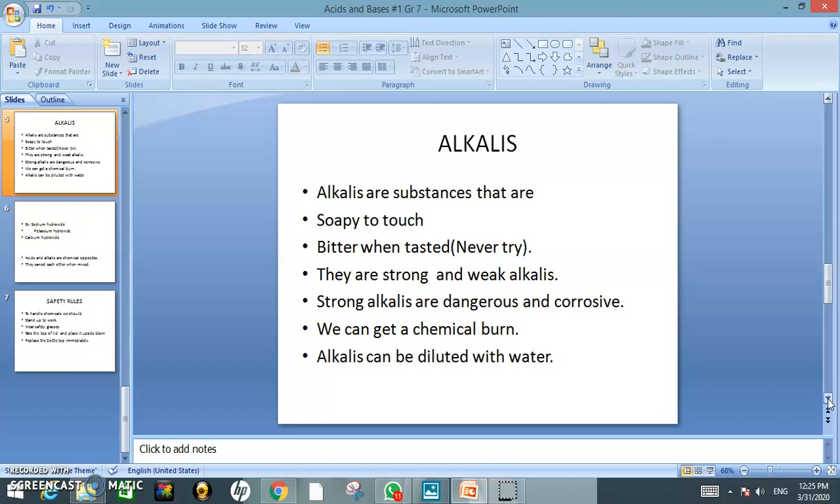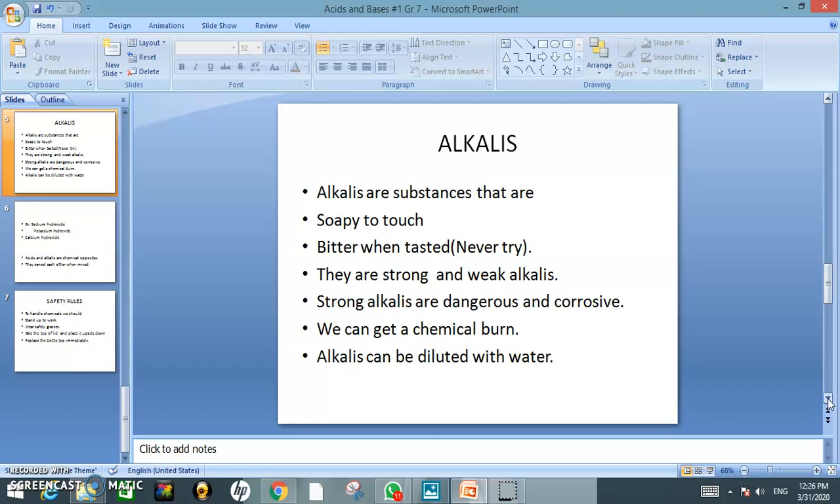What are alkalis? Alkalis are substances which are soapy to touch. So that means the soaps that we use, the hand washes that we use, are they all alkalis? Yes, they are. And never ever try it, but if by mistake while washing our face, some amount of soap or the face wash enters into our mouth, we immediately wash it with water and we get a bitter taste. Correct? There are strong and weak alkalis.